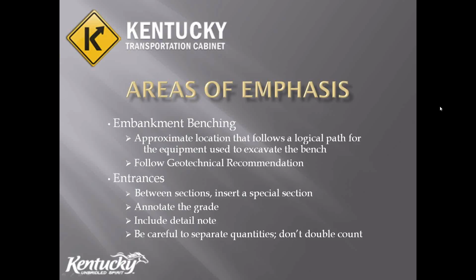Entrances will also be shown on the cross-section set. These cross-sections are actually entrance profiles that are shown as a cross-section. If an entrance falls between the cross-section interval, a special cross-section should be inserted to show the entrance. The grade should be with a detailed note describing the entrance. So you'll want to include the entrance station, whether it's left or right of center line, if the entrance is skewed, and if it is skewed, to what degree and if it's skewed to the left or right. And you'll want to be careful to separate your entrance earthwork quantities on these cross sections from the mainline earthwork quantities, so that you don't double count earthwork quantities for that entrance.